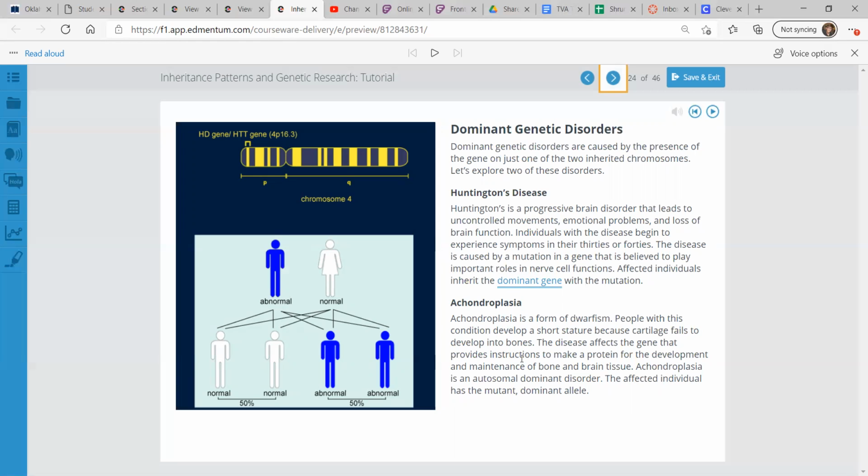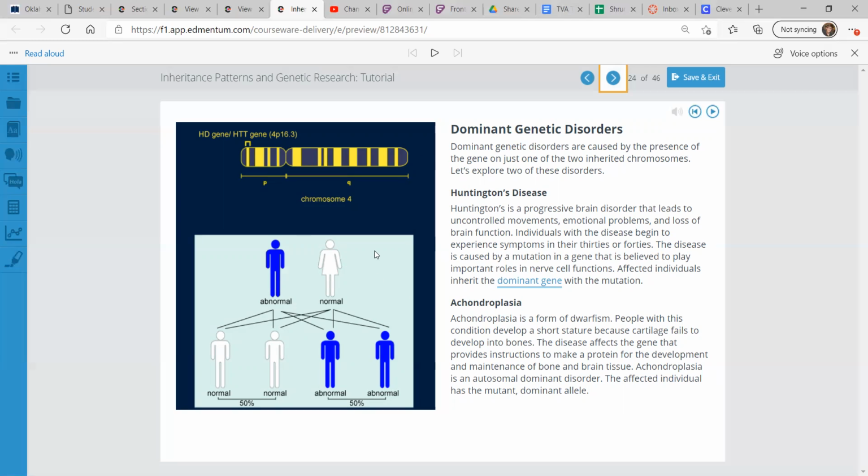Achondroplasia is a form of dwarfism. People with this condition develop a short stature because cartilage fails to develop into the bones. And the disease affects the gene that provides instructions to make a protein for the development and maintenance of bone and brain tissue. It's an autosomal dominant disorder. The affected individual has the mutant dominant allele.